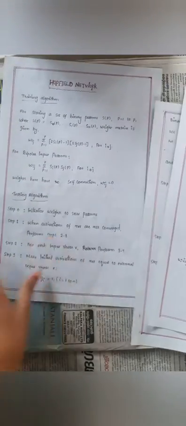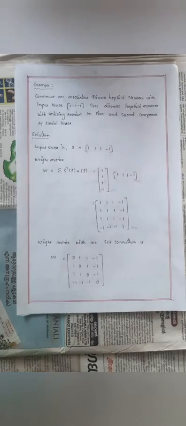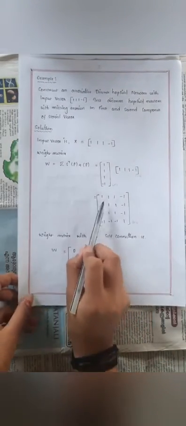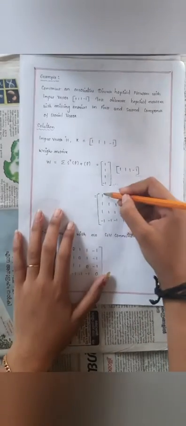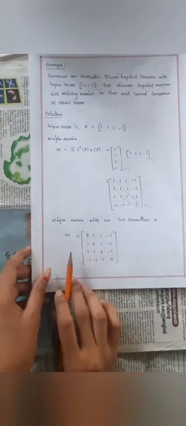The next step is, when activations of net are not converged, perform step 2 to 8, that is, the weight matrix with no self connection as above. Okay, then what is the next step? What we are going to do next is write the diagonals as 0. Here the diagonal value is 1, and we write it as 0. So we get a new weight matrix.